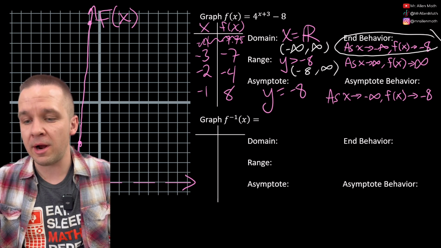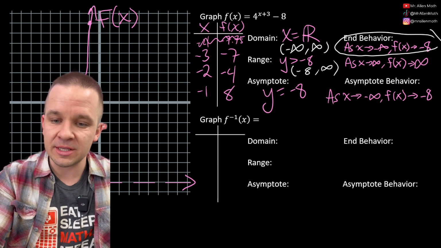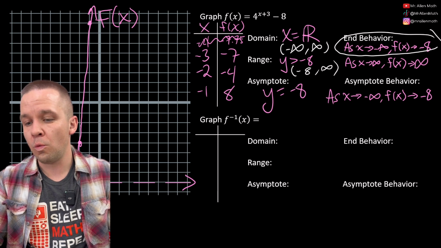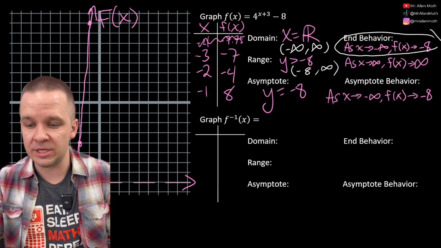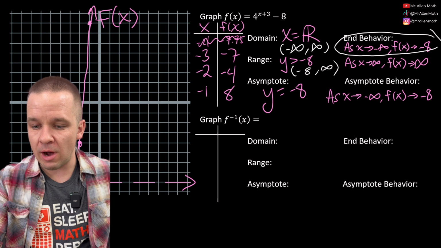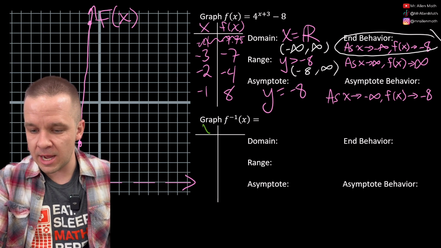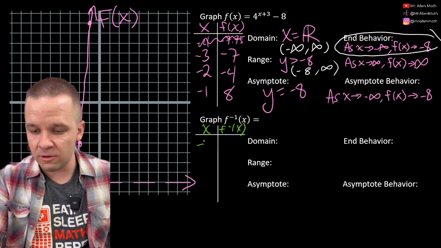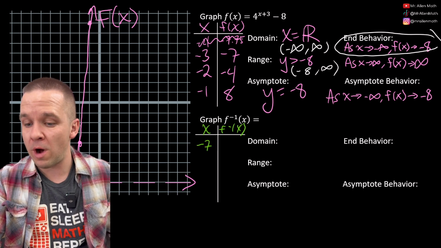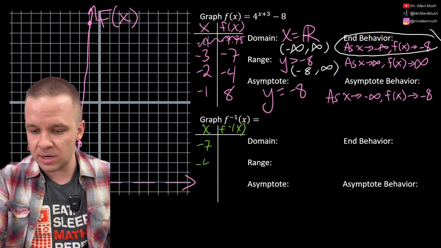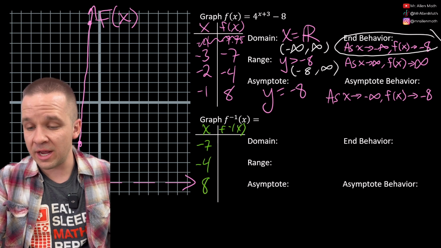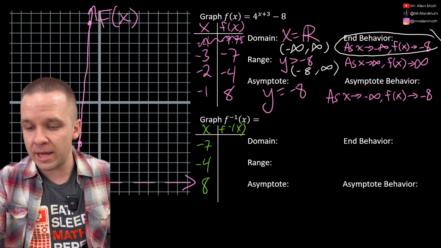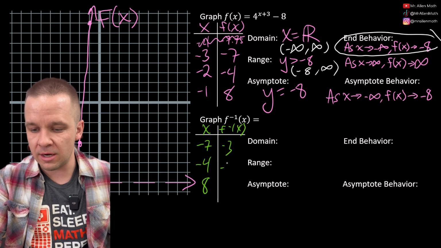So we're going to swap our x's and y's. I think that's easiest to do when you have a t-chart, right? When you have a t-chart, I can switch my x's and y's. So I can just write down all my x, and then f inverse of x for my t-chart. I can write down all of my x's, which were my y's previously, right? So -7, -4, and 8. And then I can write down all my x's, which are now my y's. So we got -3, -2, and -1.